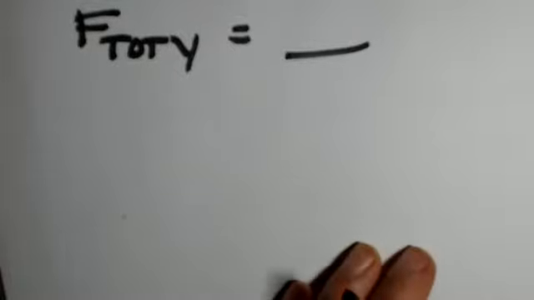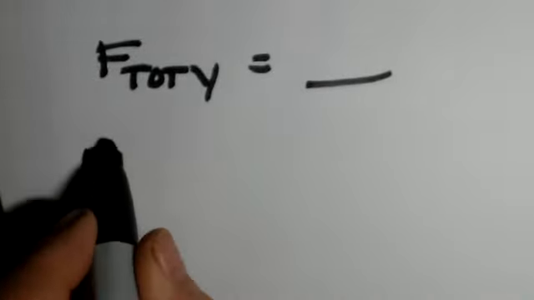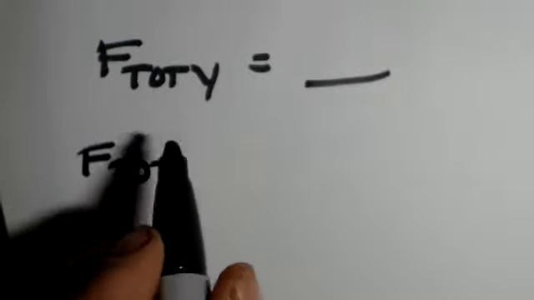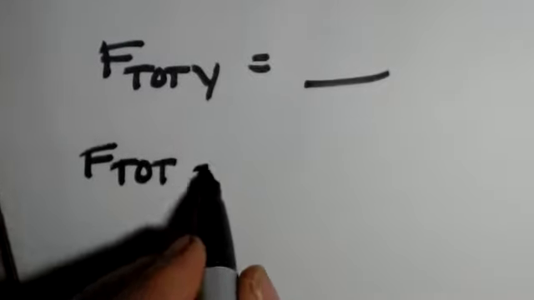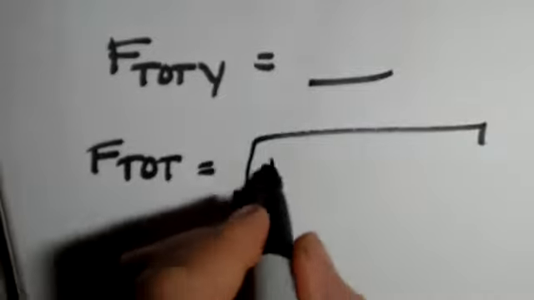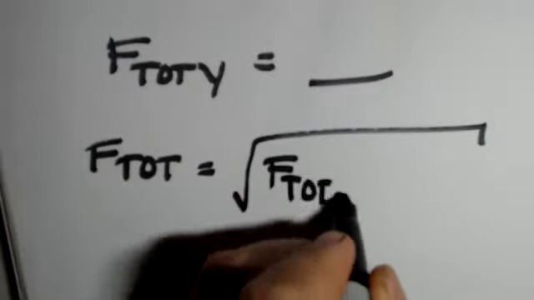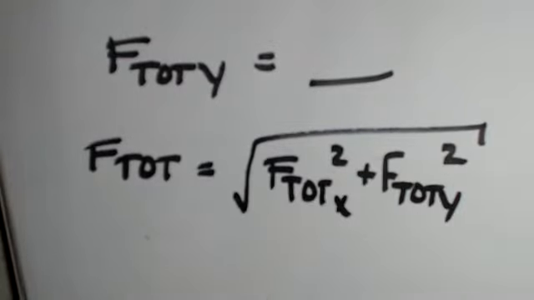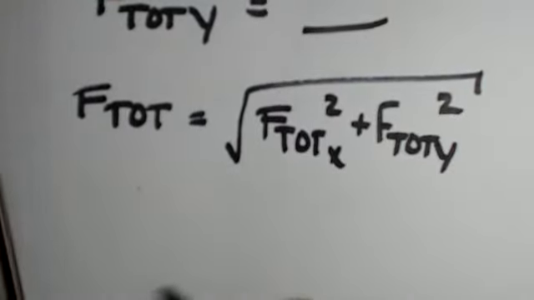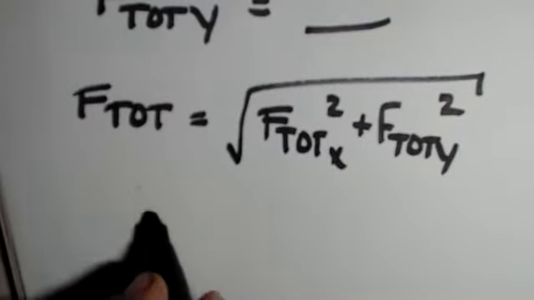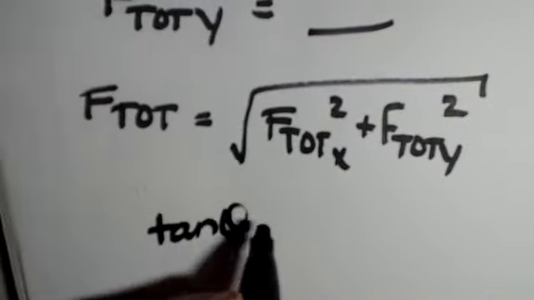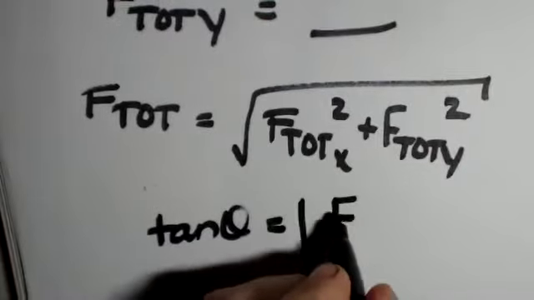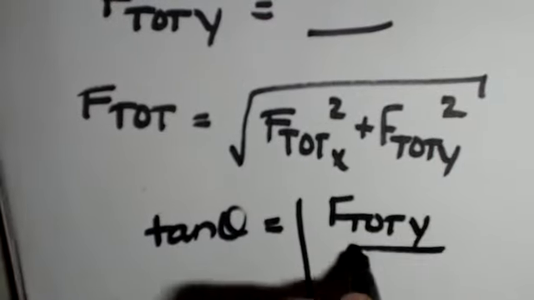That's the X and the Y components, but if you go back and remember how to do the component method, now I have to use Pythagoras. So F total, if I've got the X component and the Y component, is just equal to the square root of F total X squared plus F total Y squared. And then the direction is you come from tangent theta is equal to the absolute value of F total Y over F total X.